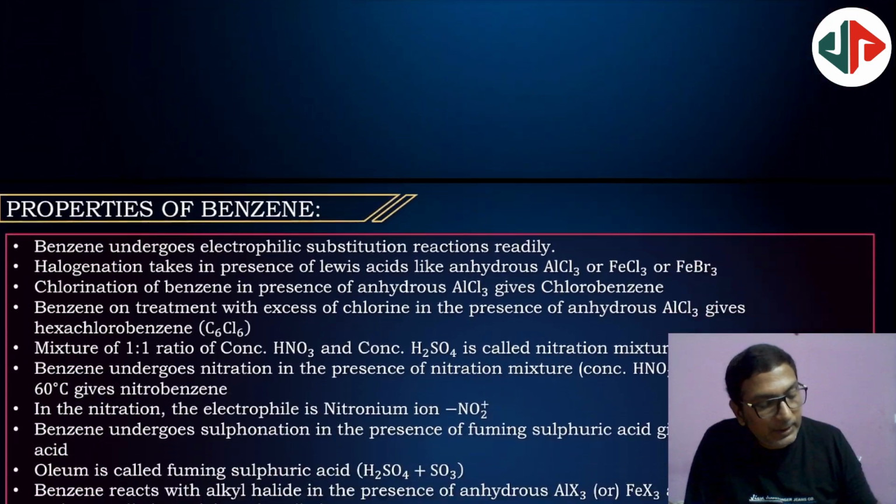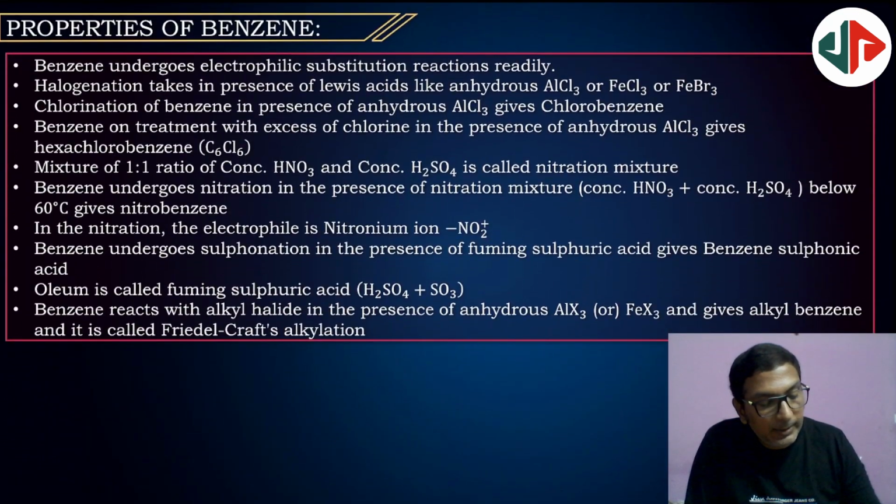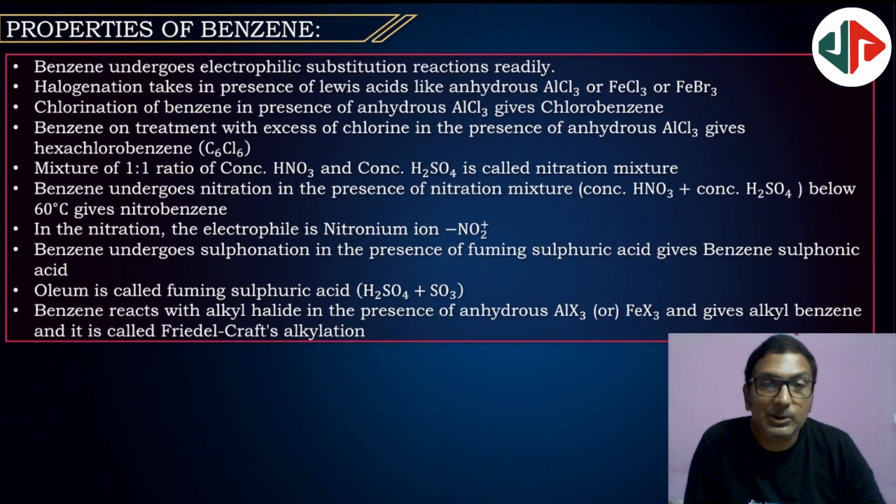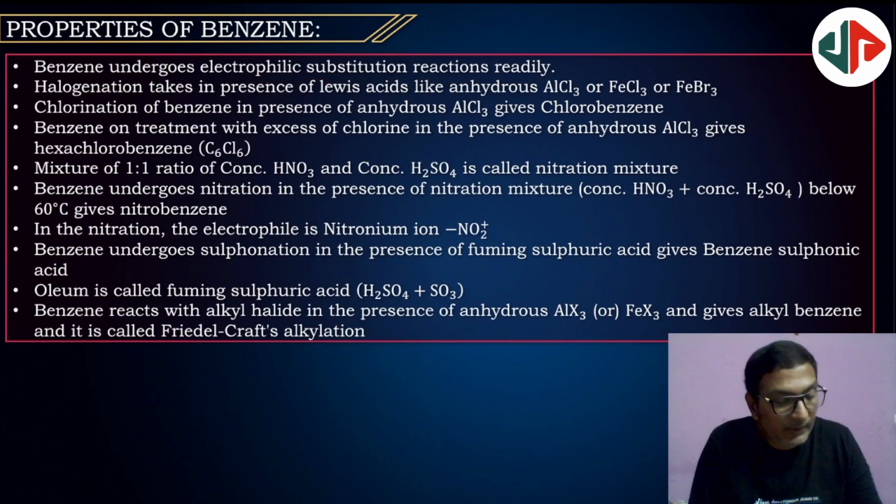Properties, very important. Benzene undergoes aromatic electrophilic substitutions readily. Halogenation takes place in the presence of Lewis acids. Chlorination of benzene in the presence of anhydrous AlCl3 gives chlorobenzene. Next, benzene on treatment with excess chlorine in the presence of anhydrous AlCl3 gives hexachlorobenzene.